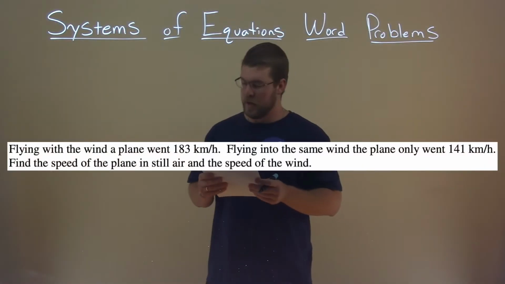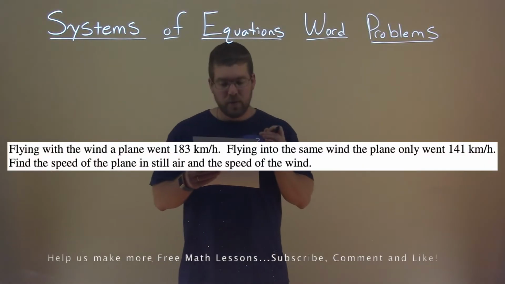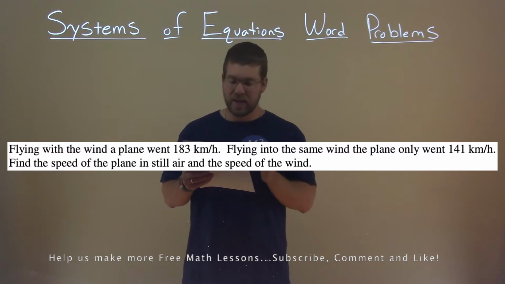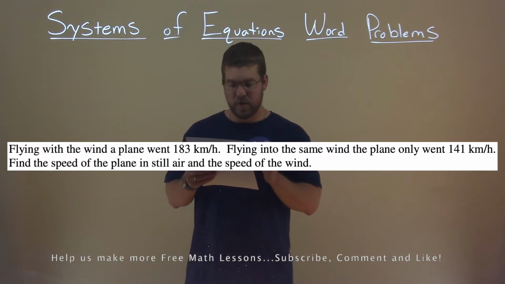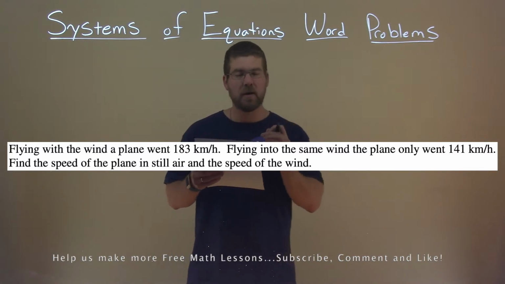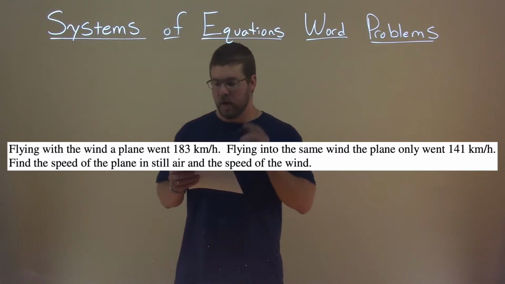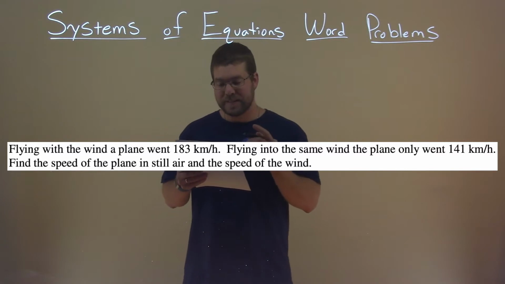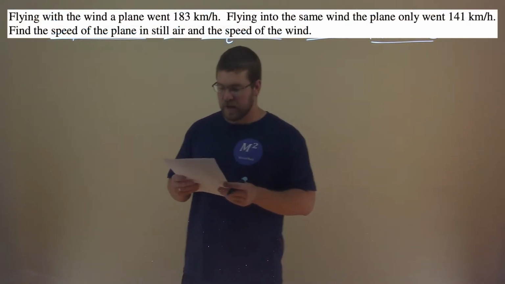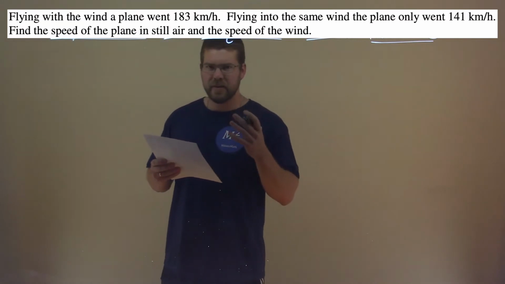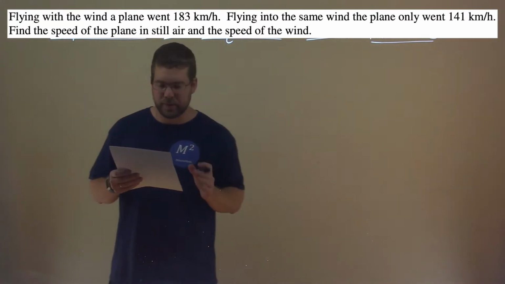We're given this problem right here. Flying with the wind, a plane went 183 kilometers per hour. Flying into the same wind, the plane only went 141 kilometers per hour. Find the speed of the plane in still air and the speed of the wind. So this one's actually fairly easy to set up if we know what we're doing.